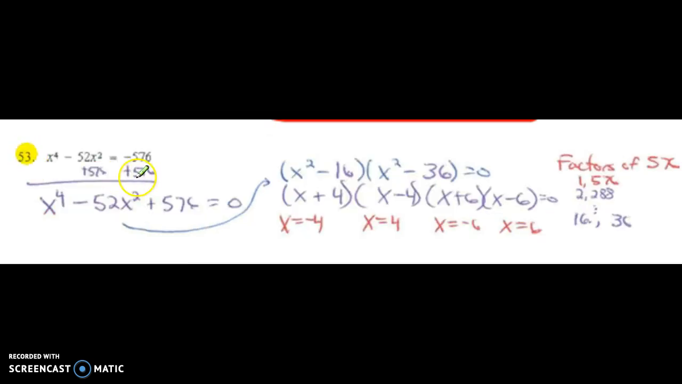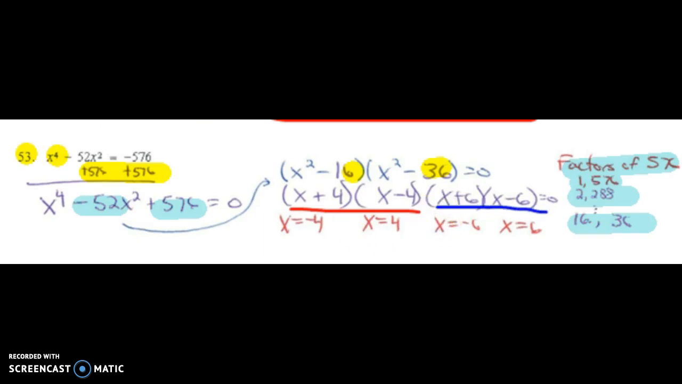In problem 53, same thing. I have to the 4th power. First make it equal to 0 by adding 576 to both sides. It's got to multiply to 576 and add to 52. So I listed out all my factors by using my calculator. And the two that worked were 16 and 36, both negative. Notice these are perfect squares, so I could factor out the first perfect square and the second one. And then I'm going to go ahead and list all my zeros.